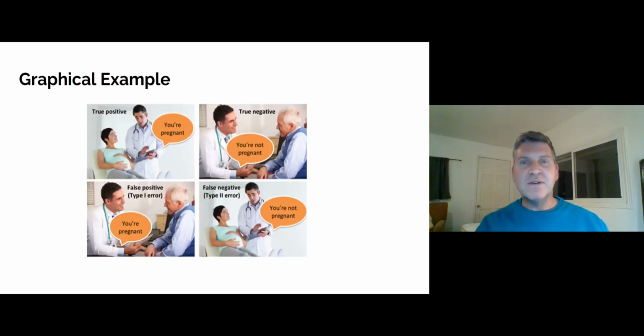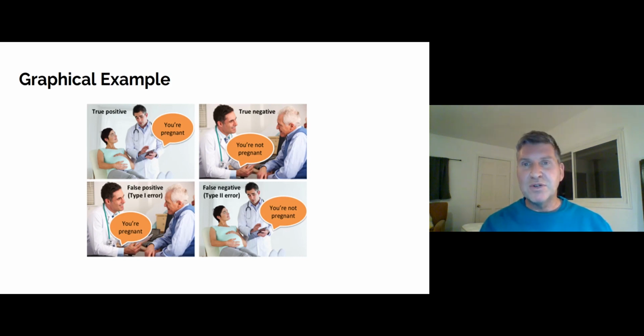So here's a graphical example. Now this is one that is used quite often, so it's almost a meme. But at the top here, we can see we have true positive and true negative. So the doctor says to the lady who looks very pregnant, you're pregnant.